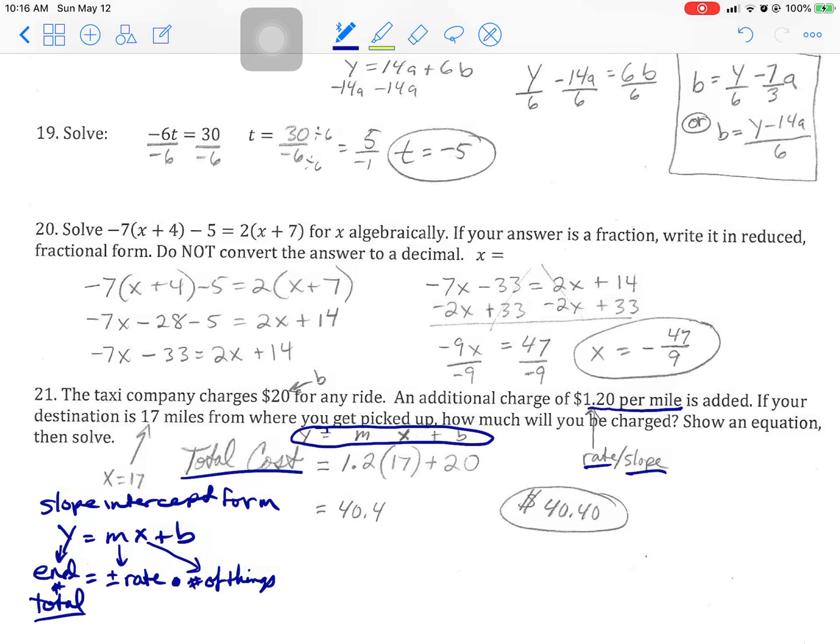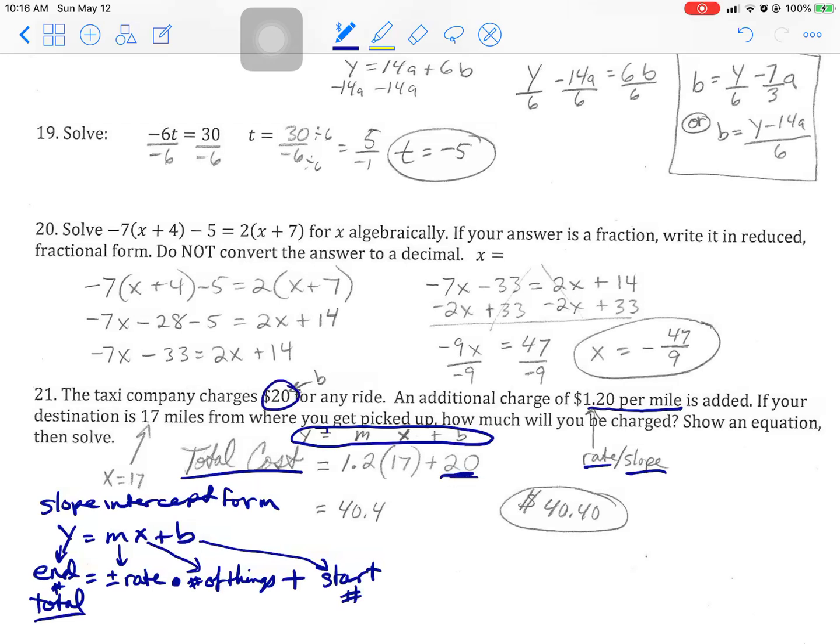And then it's always plus right here, and then I call this the start number. If you're talking about a bank account, how much did you put in the account? That's how much the account started with, and then it went down by so much per week or per day or per year, and you ended up with a total amount. Population, this is the population it started with. In this case, it's $20 per ride.